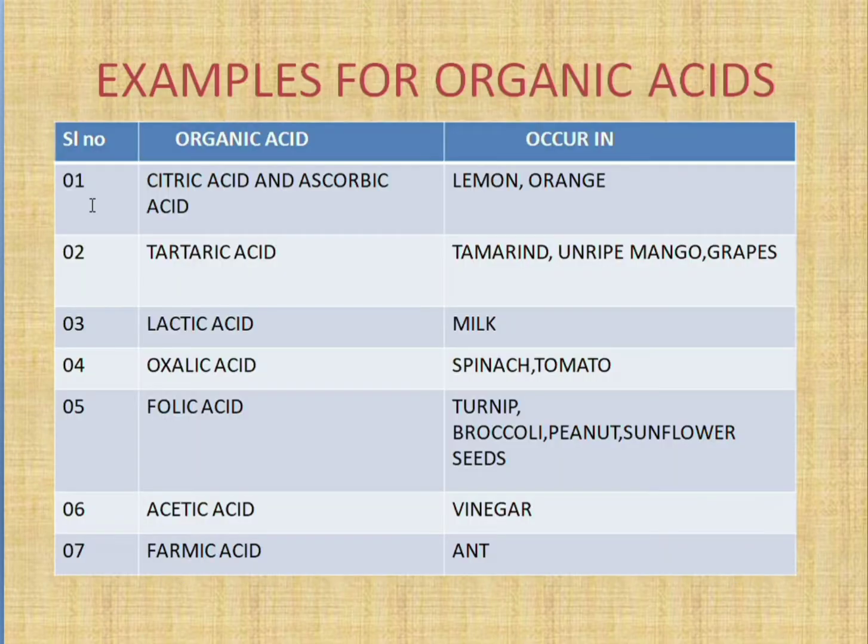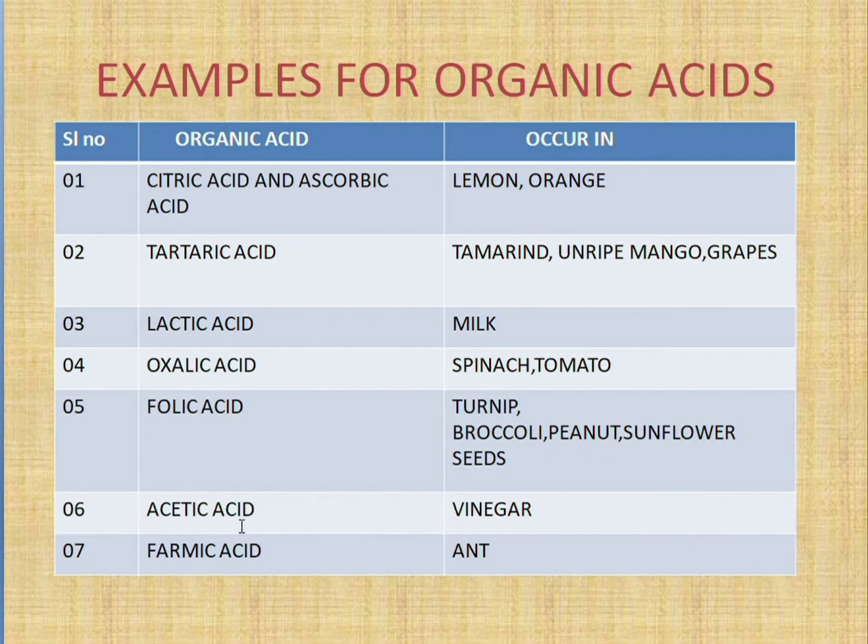So coming to the examples for organic acids. These occur in nature, no? Here are some examples of acids and where they occur, which I have listed below. Citric acid and ascorbic acid, you can get in lemon, orange, etc. Tartaric acid is present in tamarind, unripened mango, grapes, etc. Lactic acid is present in milk curd. Oxalic acid is present in spinach, tomato. Folic acid is present in turnip, broccoli, peanuts and sunflower seeds.